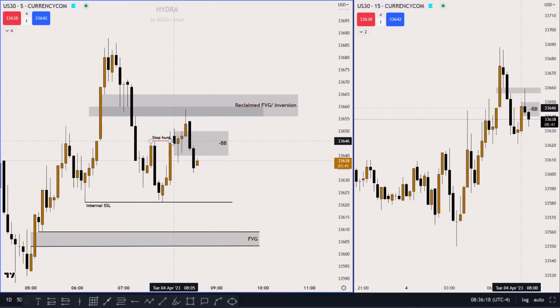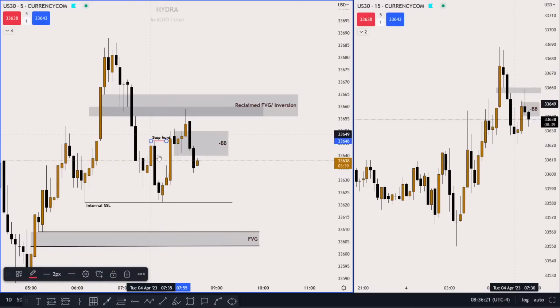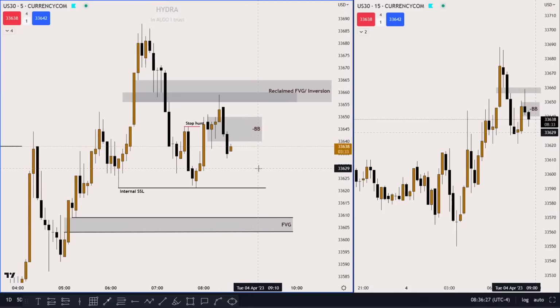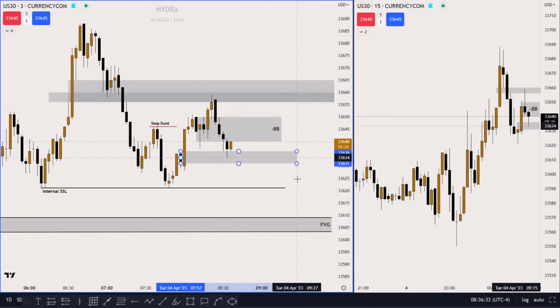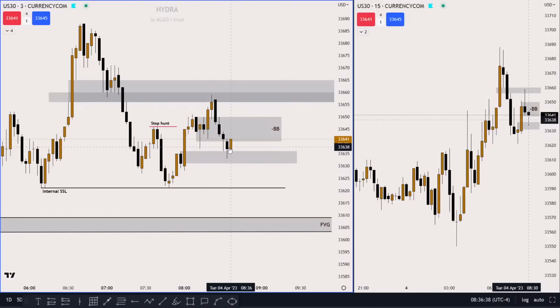We want to see every other PD array that supported price when it was going towards the upside. We want to see price meshing through those PD arrays. What I mean by that, let's go on the 3-minute chart. We have an order block right here, right? Do you see this down close candle? That's an order block. We don't want to see price getting support from it.